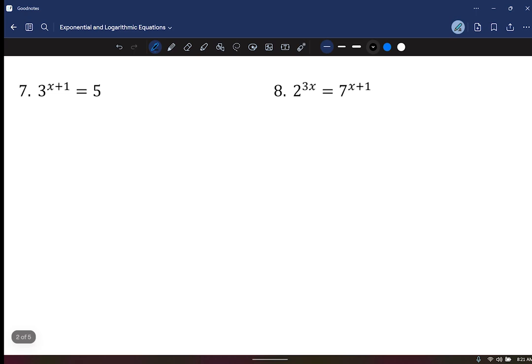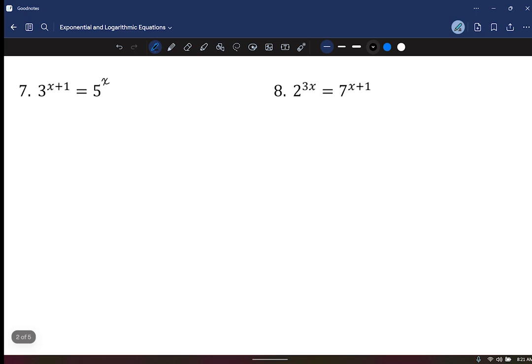All right, so number 7. There's supposed to be an x right there, so adding it last minute. All right, so this time, this is different from 5 and 6, because on 5 and 6, only one of them had a variable in the exponent. On this one, both of them do. So I can't do a log base 3 on one side and a log base 5 on the other.